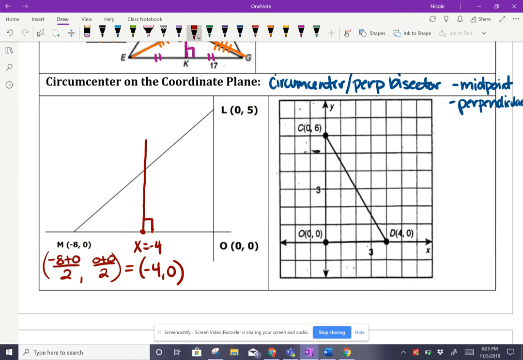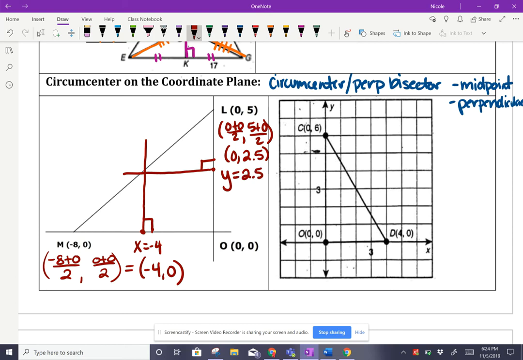And then I'm going to look at LO. I'm going to find my midpoint, 0 plus 0 over 2, and 5 plus 0 over 2. Gives me a midpoint at 0, 2.5. So I'm going to approximate where 2.5 is, approximately where our midpoint is, and do a perpendicular line, which means I'm going to make a horizontal line now. And look, they intersect.